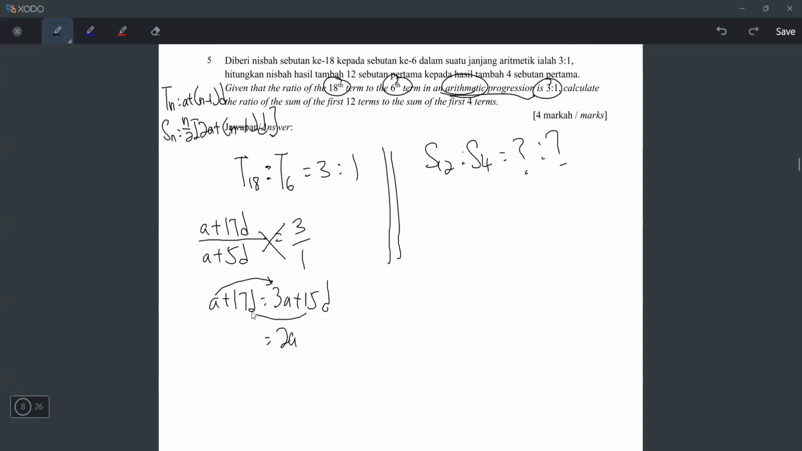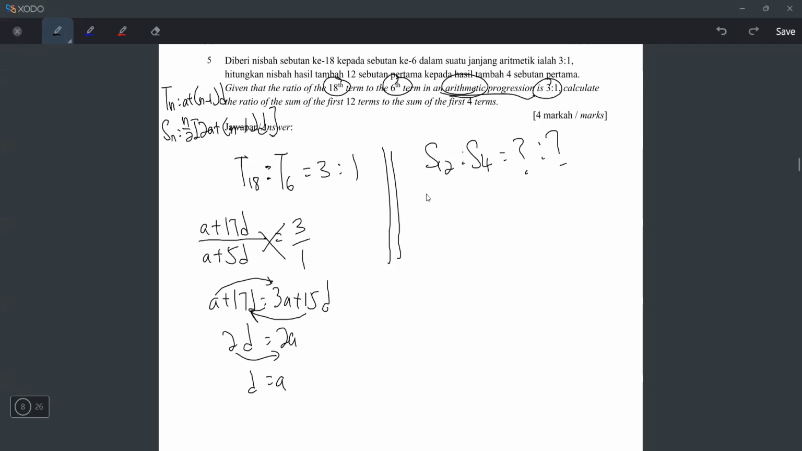2A. And then what is 15D? Move it over, so minus 15. 17 minus 15 is 2D. And then I can move the 2 also, so I'll just end up with D equals A. It means my A and D are the same value. So now I think I can do this.